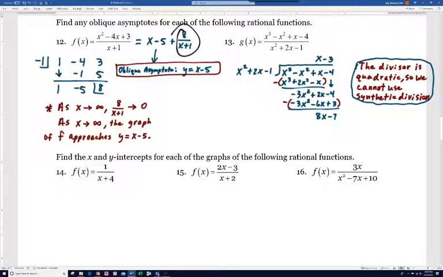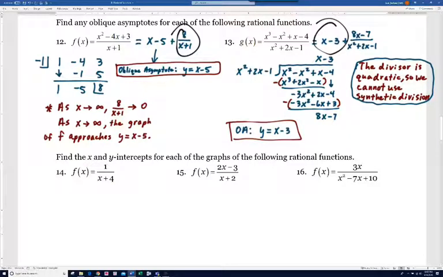Okay, so we're going to get x minus 3, our quotient, plus the remainder over our divisor. And so again, it's this part here. That's the part that's going to tell me what my oblique asymptote is. So I'll use OA for oblique asymptote. So y equals x minus 3.